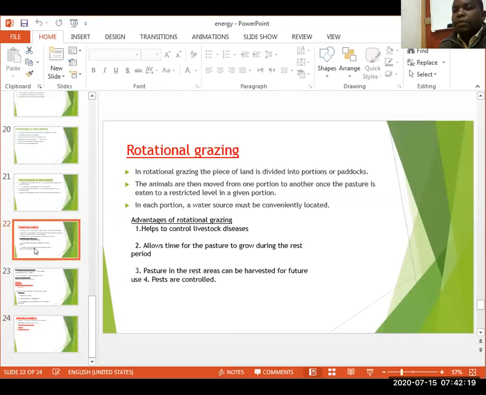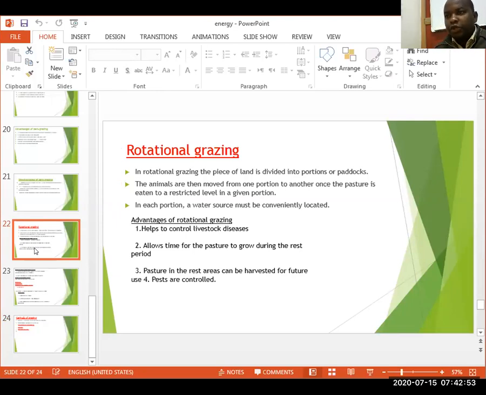We begin now by looking at rotational grazing as a method of grazing. In rotational grazing, the piece of land is divided into portions or paddocks. Then the animals are moved from one portion to another once the pasture is eaten to a restricted level in a given portion. In each portion, a water source must be conveniently located.